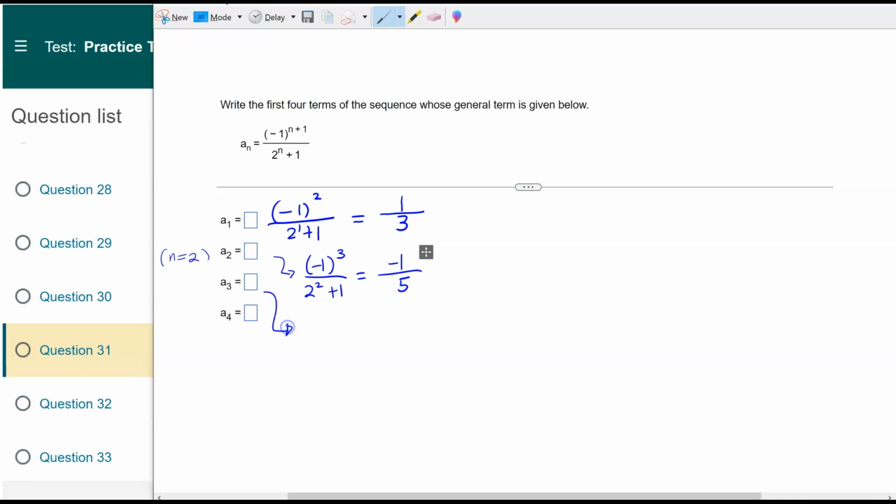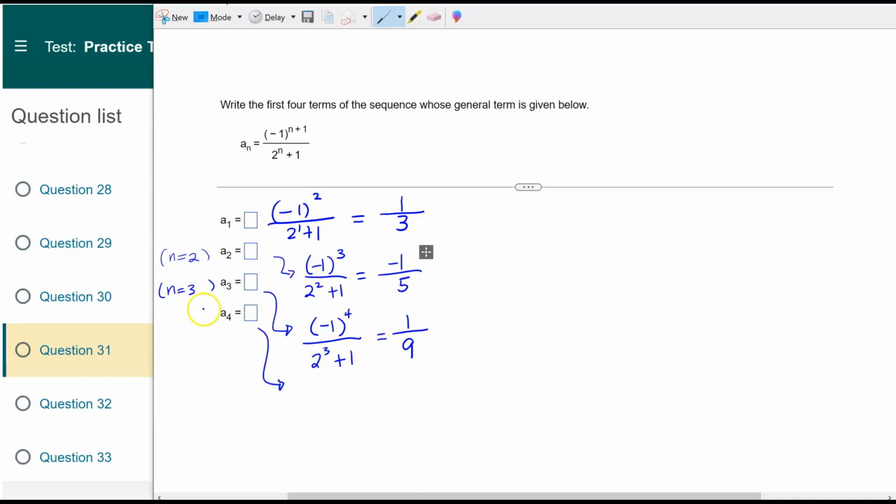For the third term, you have -1 to the n. This is when n is equal to 3. So 3 plus 1 is 4, all over 2 cubed plus 1. If the power is even, that means positive. +1 over 2 cubed is 8, plus 1 is 9.